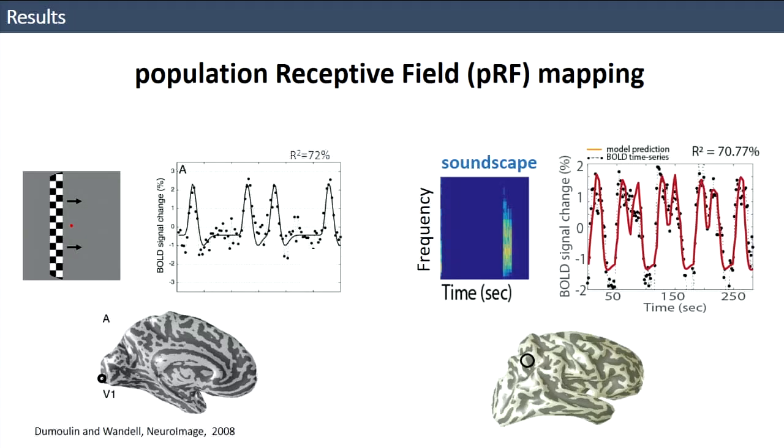So to the left, you see an example of the fMRI time series and the prediction of the model from a voxel in V1 taken from retinotopic mapping in the sighted. It is an example from the Dumoulin paper of 2008. And to the right, you see an example of the predicted model and the time series in the parietal lobe of MM. So you can see that the model is nicely tuned to our measured time series.